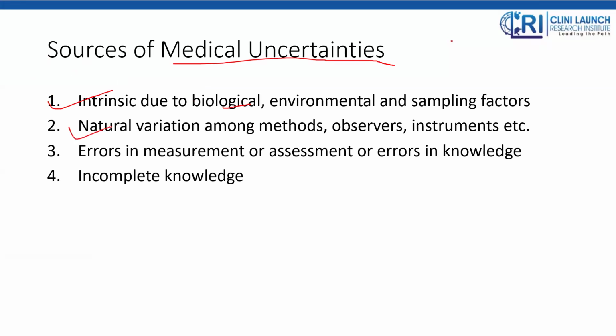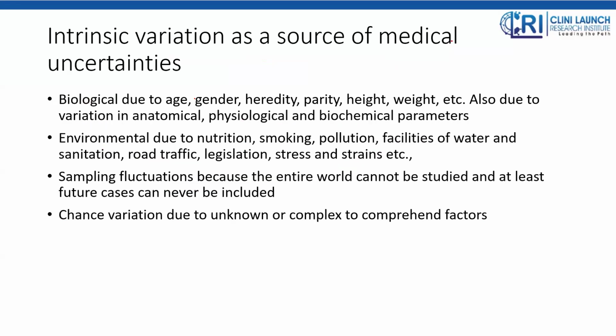Natural variation between different researchers: how they perform the research and how they observe the data. Instruments: one person will use a very good instrument from one country, like that. There are errors in measurement. Some people might not have good methodology practices, errors in knowledge, incomplete knowledge. Let us understand each of these things. So, intrinsic variations, like Dr. Kaushik was telling: biological variations due to age.